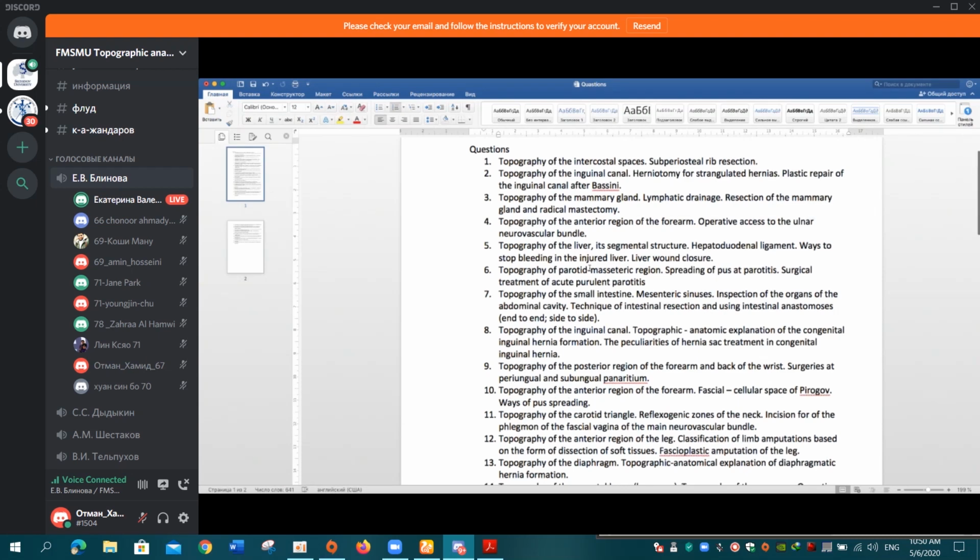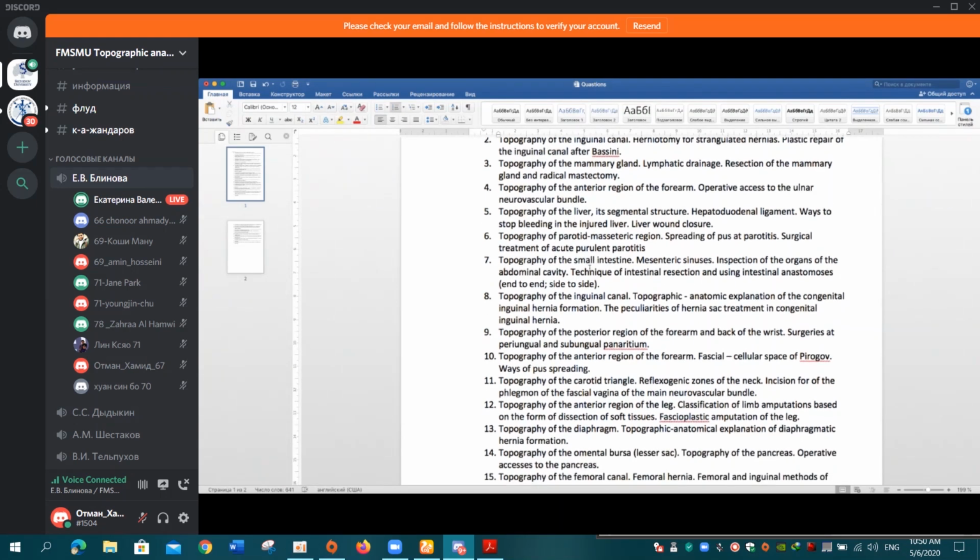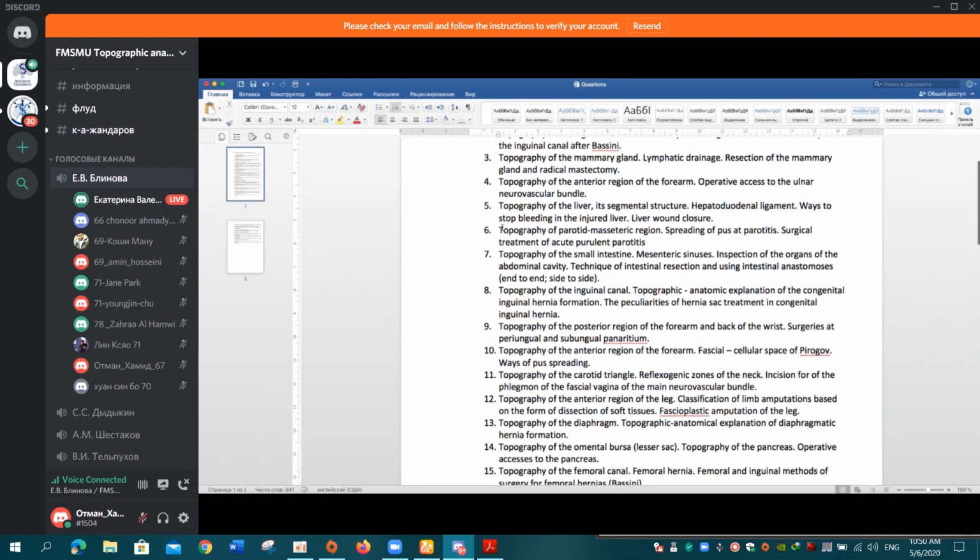No. Topography of the parotid masseteric region. Firstly, also the borders. I forgot to say, returning to the 5 questions, I forgot to say the blood supply of the liver.